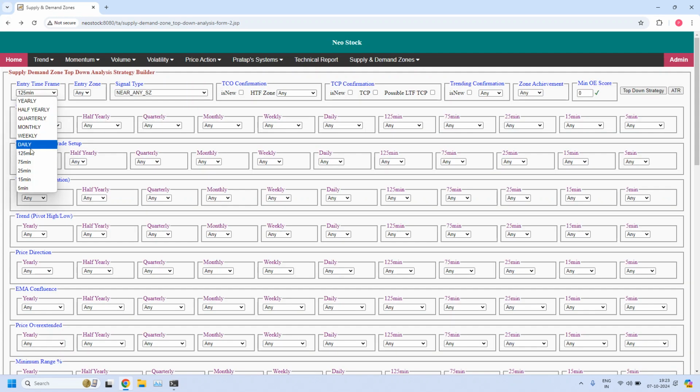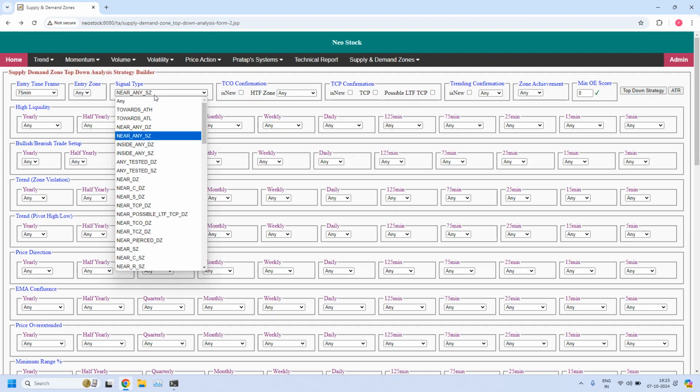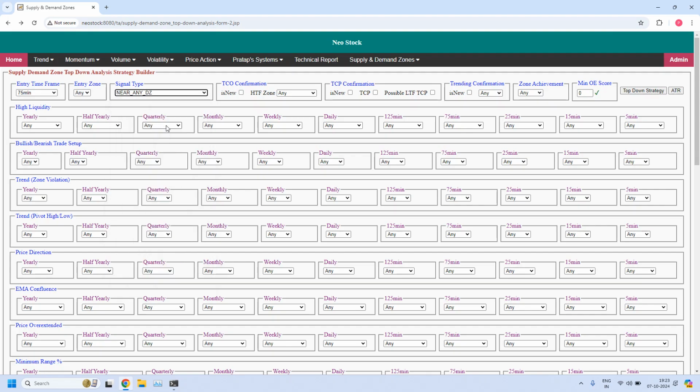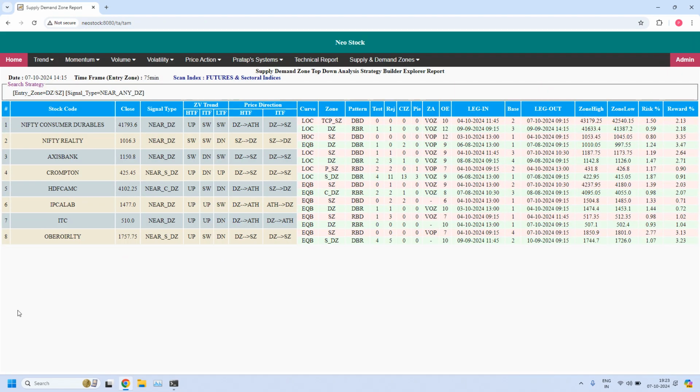Next time frame is 75 minutes. Entry time frame 75 minutes. Let us find the stocks near 75 minutes demand zone. 8 stocks are filtered. Let's verify whether any high liquidity demand zones are available.